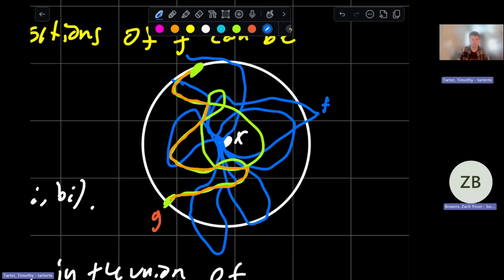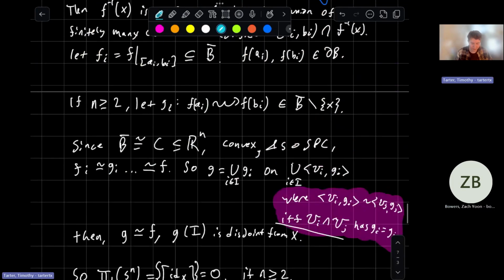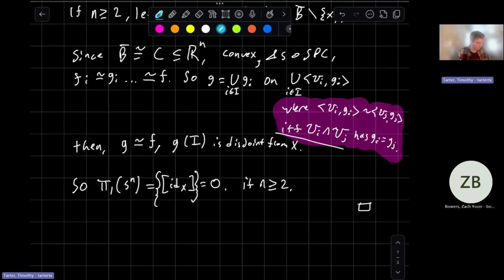And it doesn't go around X. But then this can be contracted to the identity map on X naught by straight line homotopy. And really that's the whole proof. I feel like there's a lot of notation going on for that.